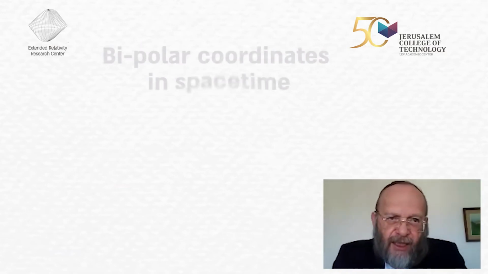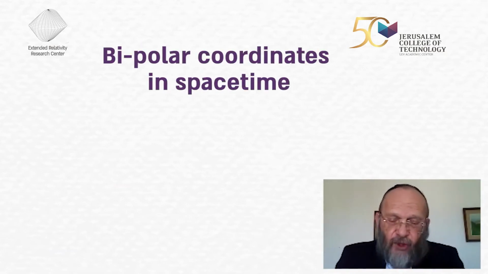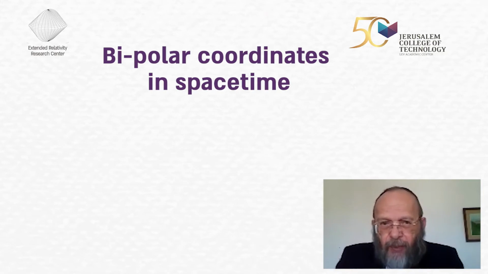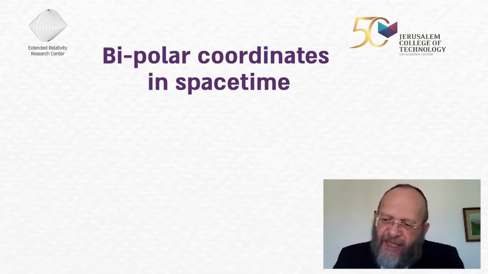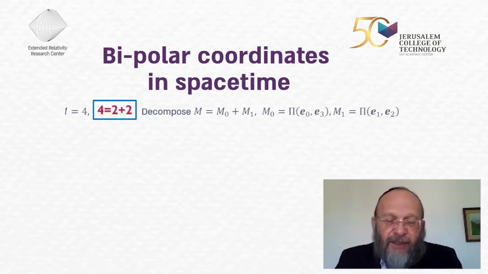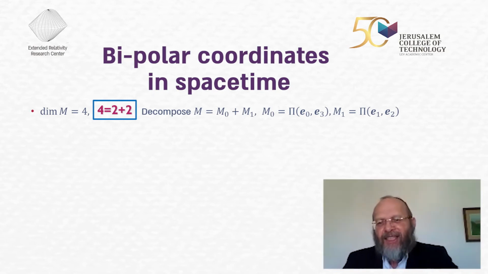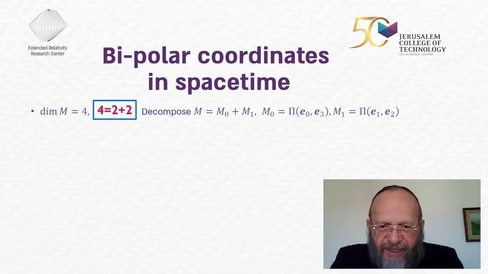This is a system I introduced a few years ago. I call it the bipolar coordinate system. I have not checked, maybe somebody else had it earlier. It's worthwhile to check out the literature, but at least it was not used. It is based on the fact that 4 equals 2 plus 2. The dimension of Minkowski space is 4, and you want to split it into 2 subspaces of dimension 2.